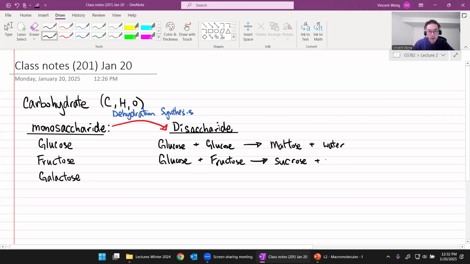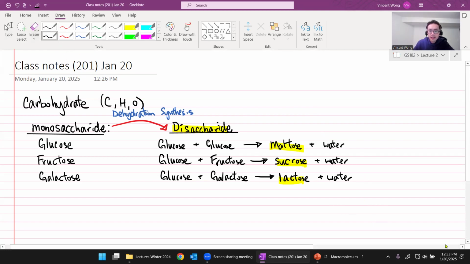We did all these already, okay? I'm just reviewing for you to get you all warmed up. So this is sucrose. And the last one here, glucose plus galactose. Does anybody remember what that gives you? Glucose plus galactose. What are we going to get? That's right, Melissa. That is lactose, which is found in dairy products, right? Okay, so all of these are examples of disaccharides.